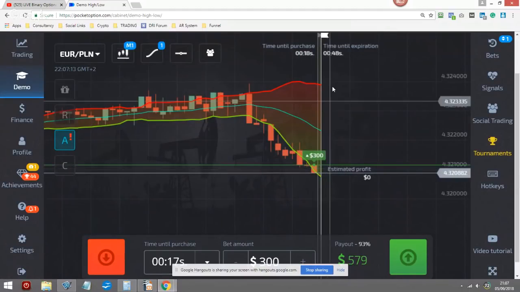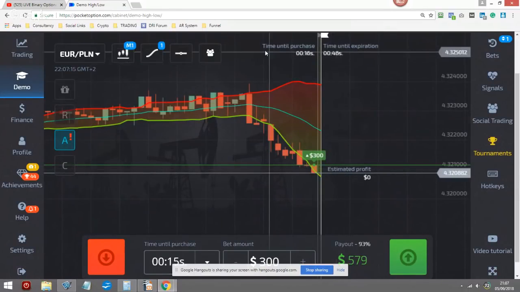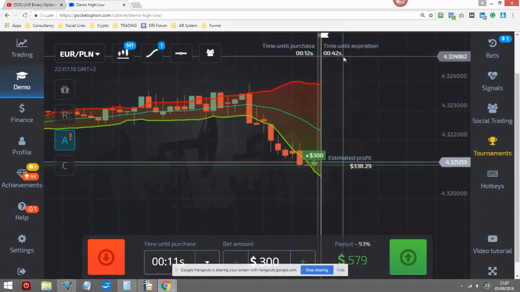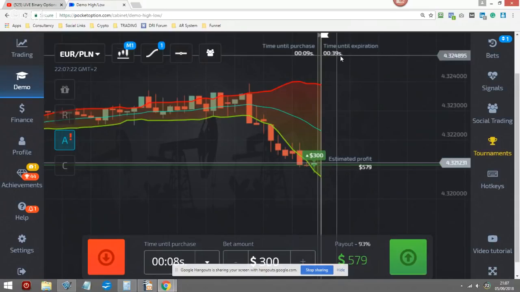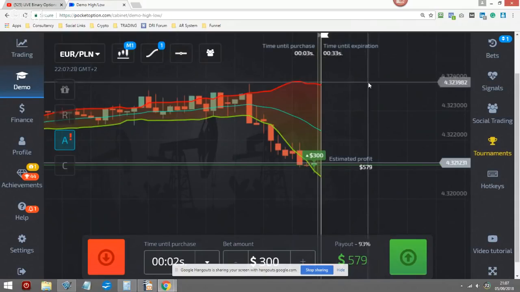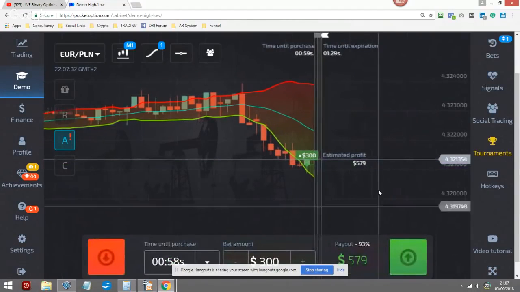Ignore this one on the left, just focus on this one on the right, and in focusing on this one on the right, just keep an eye on it until it goes down to sort of 5 seconds, and then make your purchase. Now obviously now I've done it, I can't hold on to see for 30 seconds whether we win or lose this one.